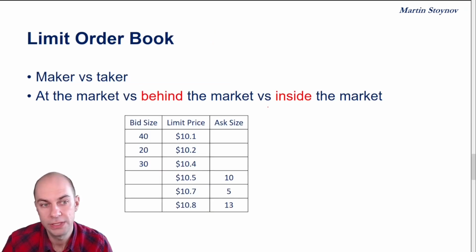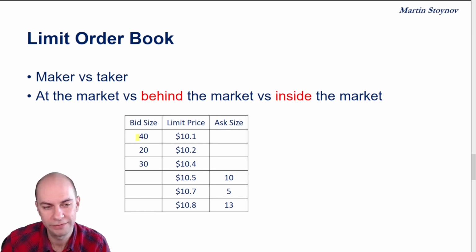Next, we are going to continue with the limit order book. So here's an example of a limit order book. Of course, from previous readings, you know what bid and ask are. Bid, of course, means the price at which we are willing to buy, and ask is the price at which we are willing to sell.